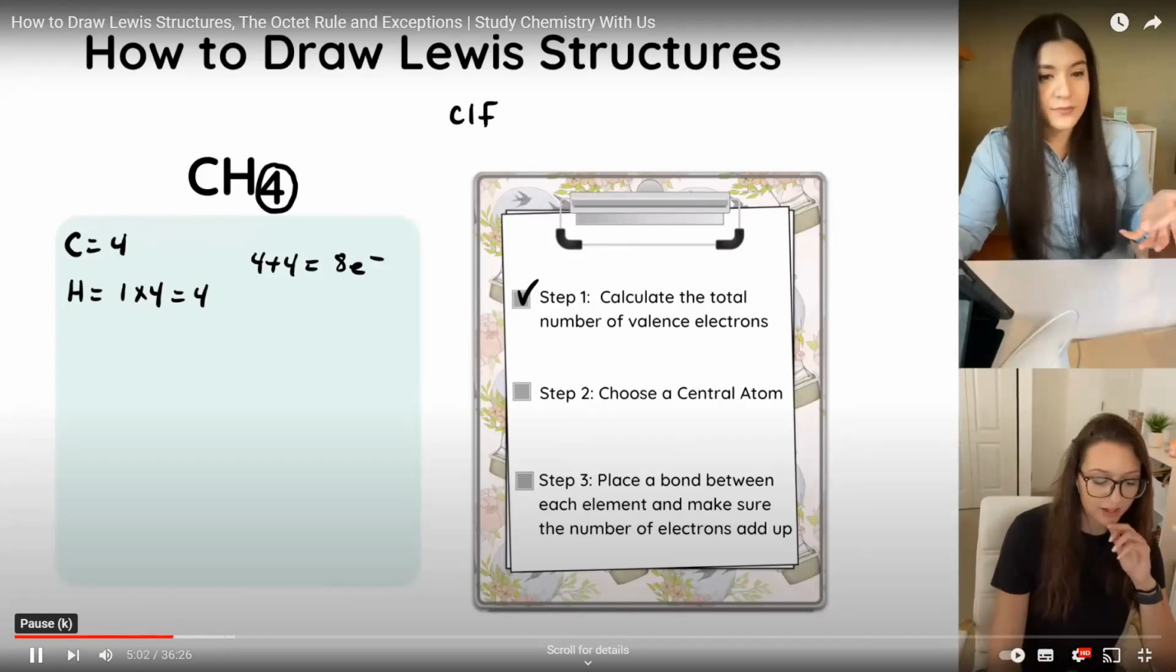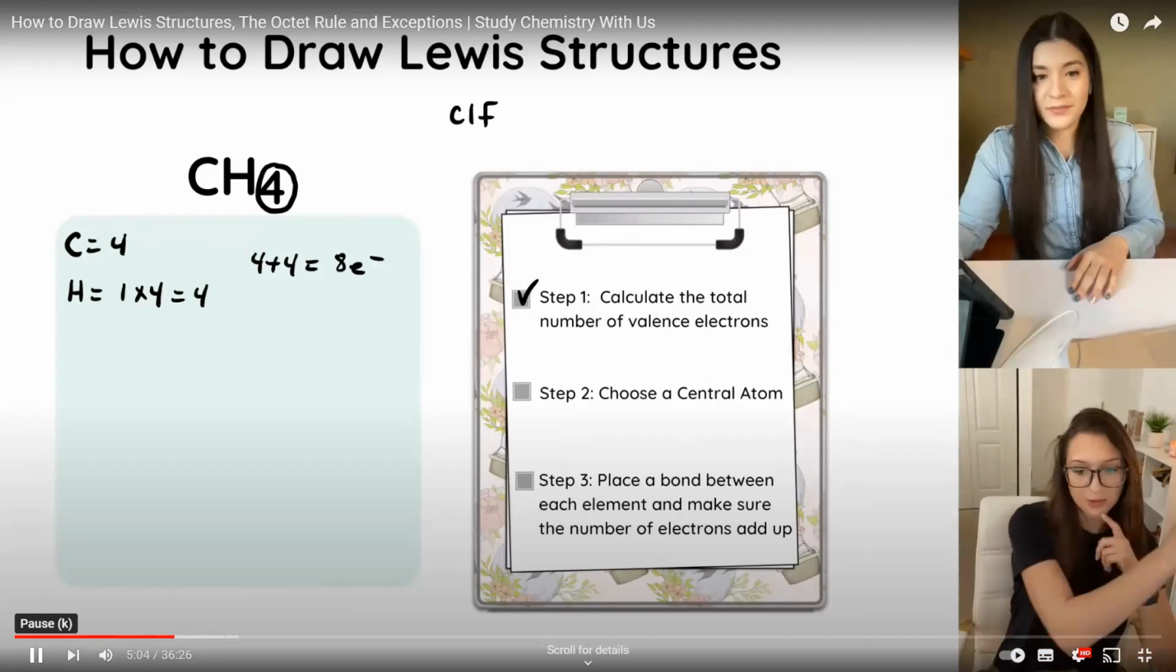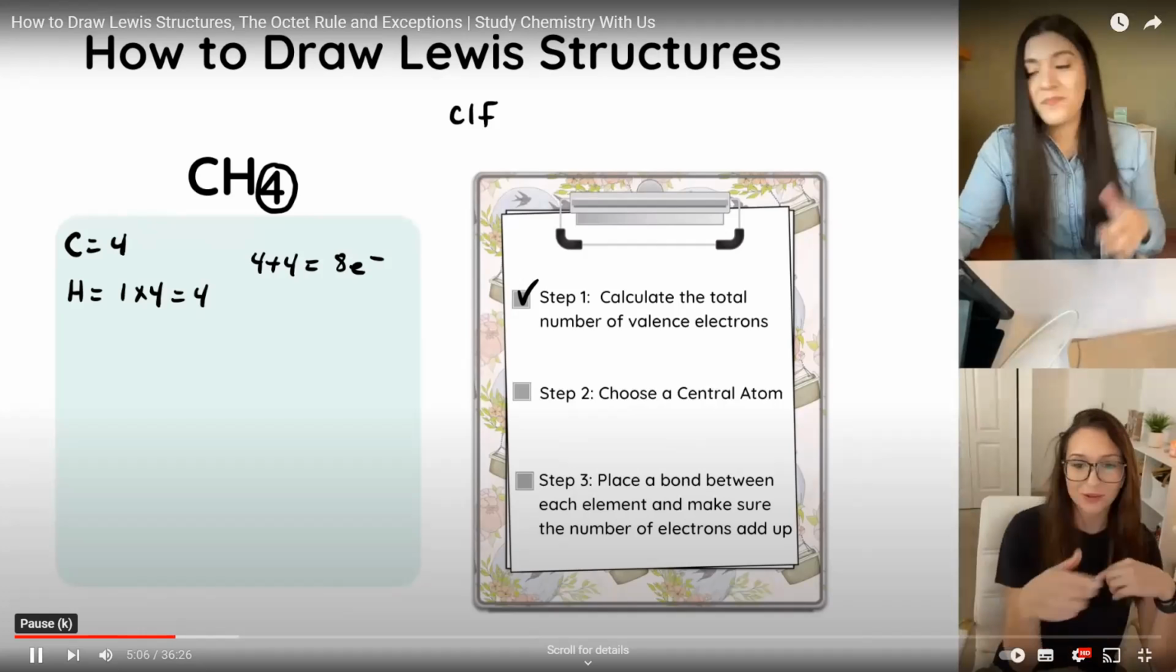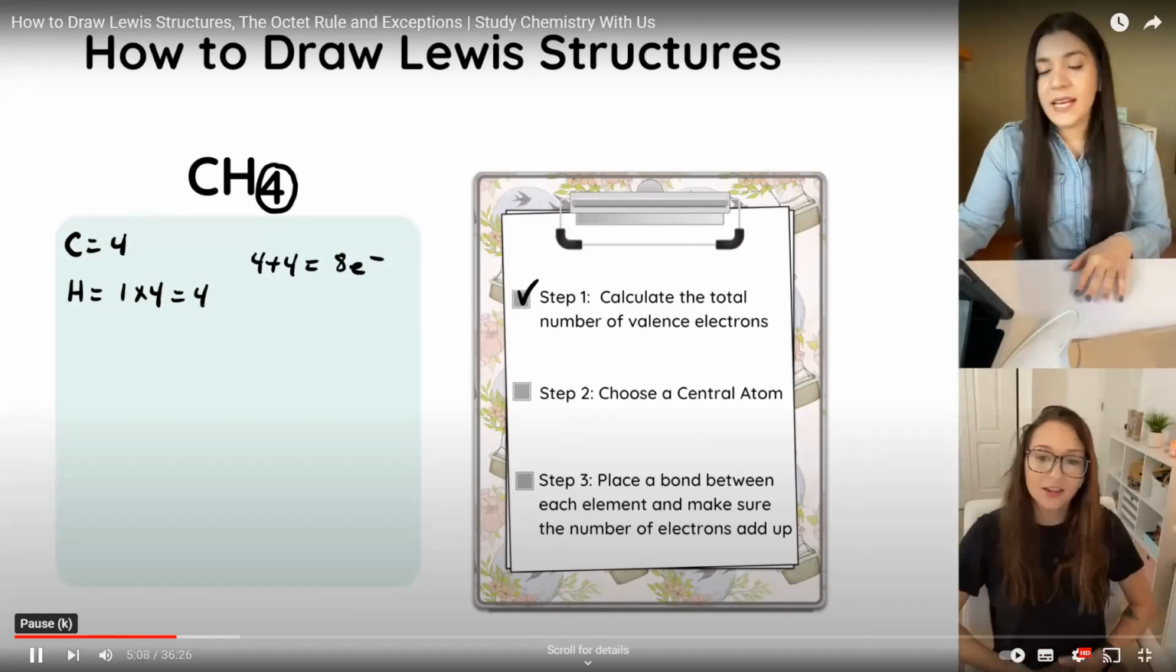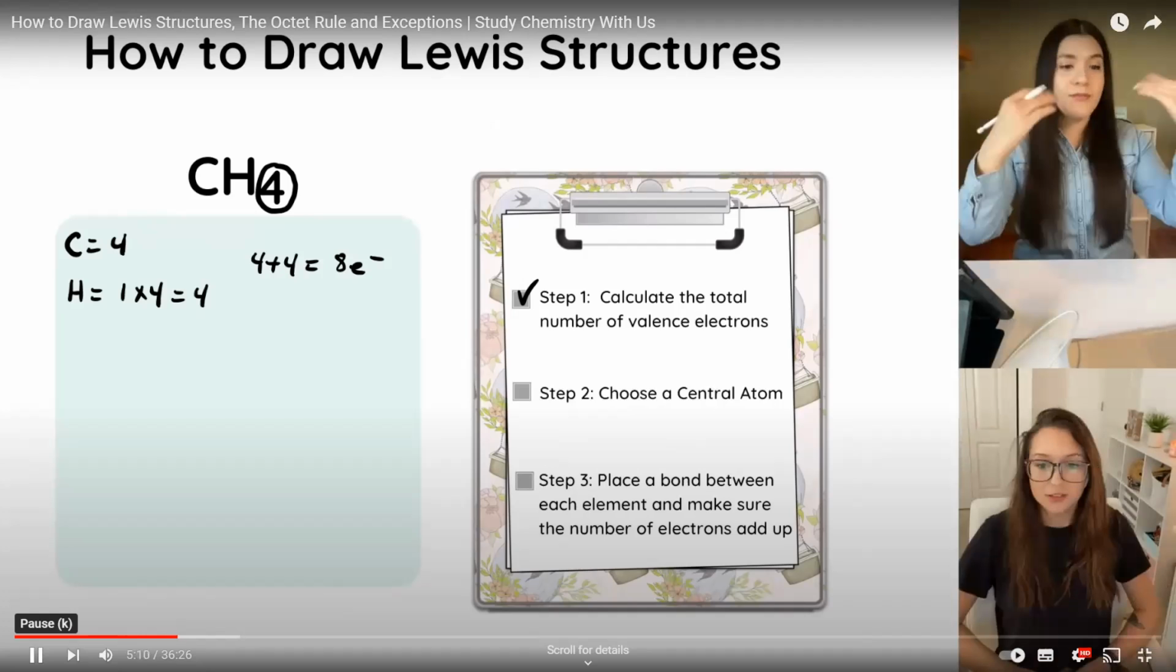Oh, yes, because it goes up and to the right, like on the periodic table. Okay, right, cool, got it. But we'll see an example of that. For now, I just want you to start to understand the steps.